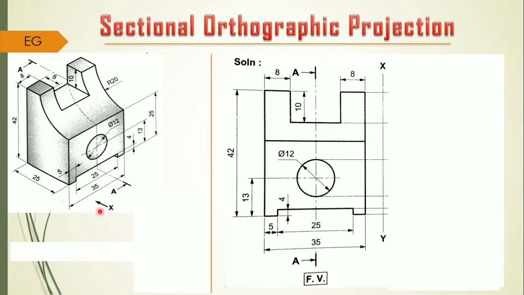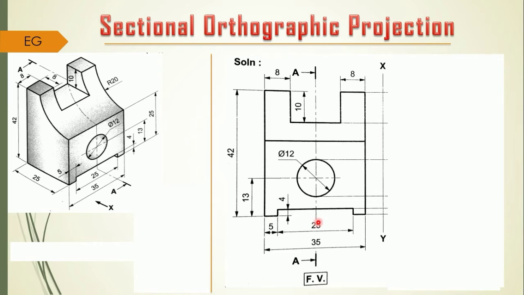Again, when you observe in the direction of arrowhead X, there you have one circular hole which is exactly at a distance of 13 mm from the lower side, and at the mid of this 35. So for that you have to initially draw the intersecting center axes. Initially we go for the vertical center axis. Overall is 35, so at its mid you have to construct one vertical center axis.